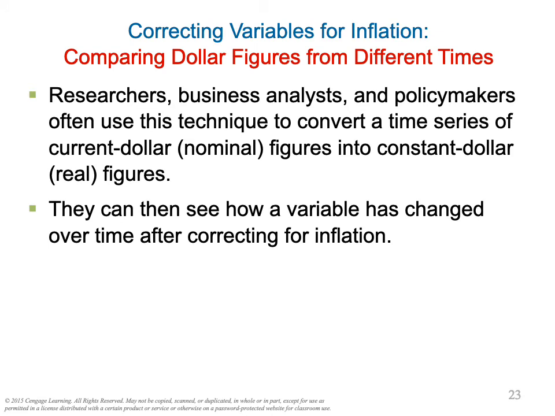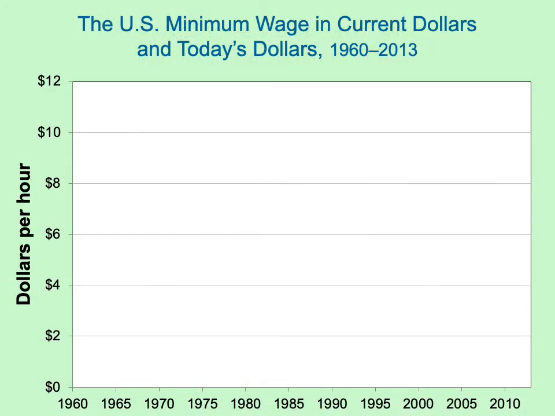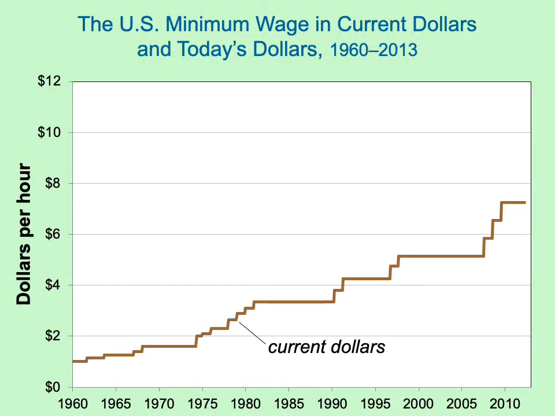Right? So in other words, we can see how a variable has changed over time after correcting for inflation. The example was the minimum wage. Let's look at that over time. If we looked at minimum wage in current dollars, obviously it's always getting higher, right? Every so many years, Congress votes to increase the minimum wage. The most recent increase was back in 2008, I believe, up to $7.25 an hour. So there it is, just going up, never going down.